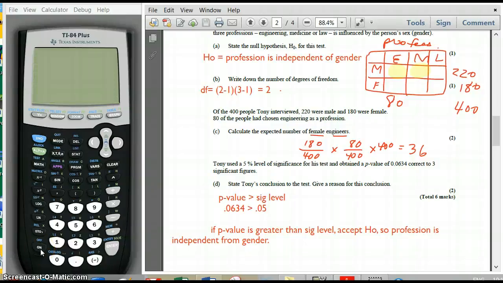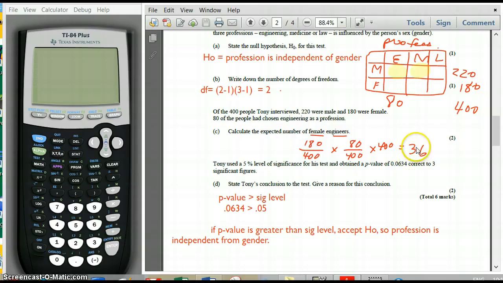Okay, so we're just going to finish up the last few problems on the chi-squared review solutions. We were right here where we were talking about the number of female and male students and how many of them chose engineering. So the number of female engineers is expected to be this percent, 80 divided by 400, times the number of female students, 180 divided by 400. If we multiply those two percentages together, we get a percentage of female engineers, and then we multiply that times the total number of students, and we get 36.